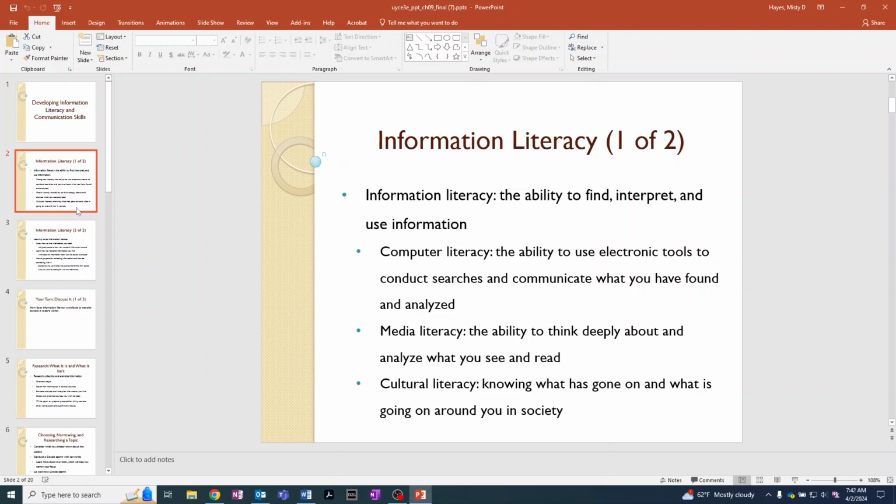Then we're looking at cultural literacy. This is really knowing about what's going on, not only in your little world around you, but thinking about globally, right? So what is happening right now?